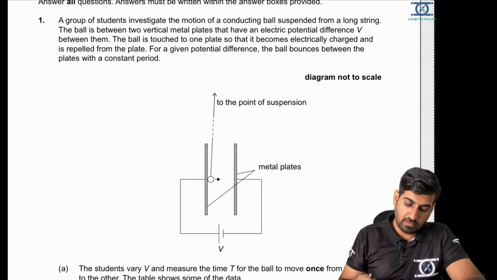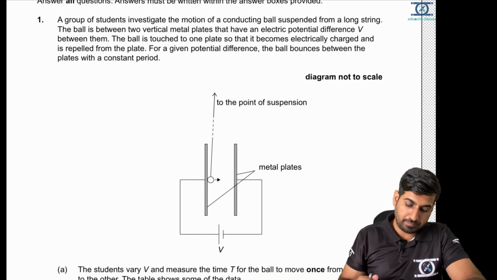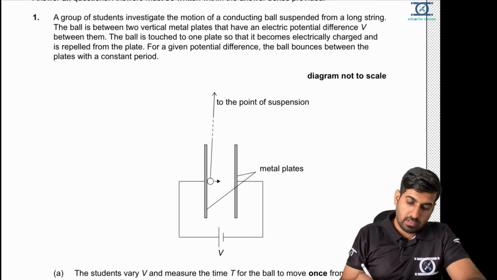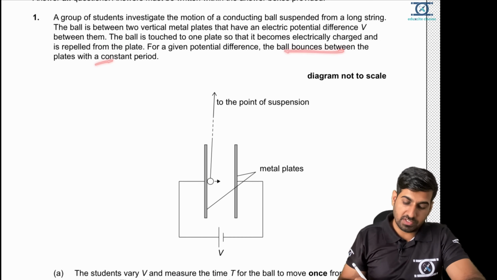You can see this is the positive terminal. So this will be the positively charged plate and this will be the negatively charged plate. Initially the ball becomes positively charged and it is repelled from the plate. Now this will be repelled from this for a given potential difference. The ball bounces between the plates with a constant period, so the ball will bounce with a constant time period t.